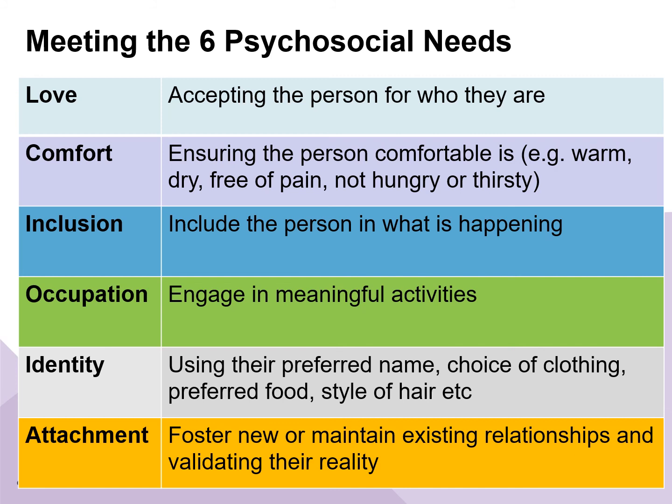Foster inclusion by including the person in what's happening, by enabling the person to be involved both physically and psychologically. Support and encourage the person to engage in meaningful activities at whatever level the person is able and comfortable to do. Maintain their identity by using their preferred name, provide a choice of clothing, and give them their preferred food. Also have their hair styled the way they'd like it, or how they used to have it. Attachment. It's important to foster new or maintain existing relationships and to validate their reality.